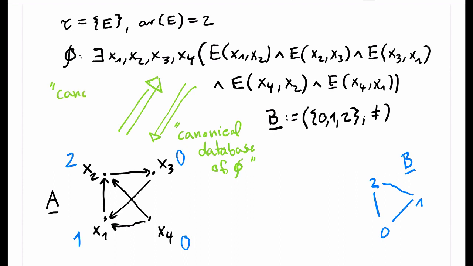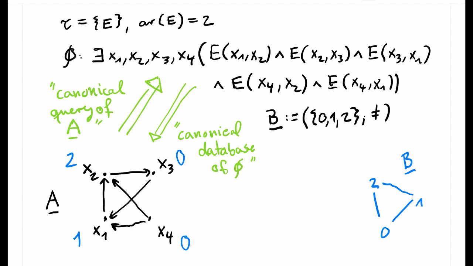Moreover, there is an obvious converse of this connection. To every finite tau structure A, you can produce a primitive positive tau sentence called the canonical query. The variables of this query, or primitive positive sentence, are the elements of A, and you have a conjunct in your formula for each tuple in a relation of A.